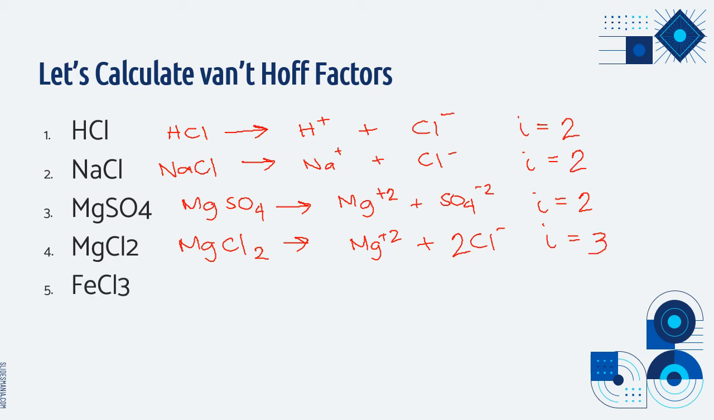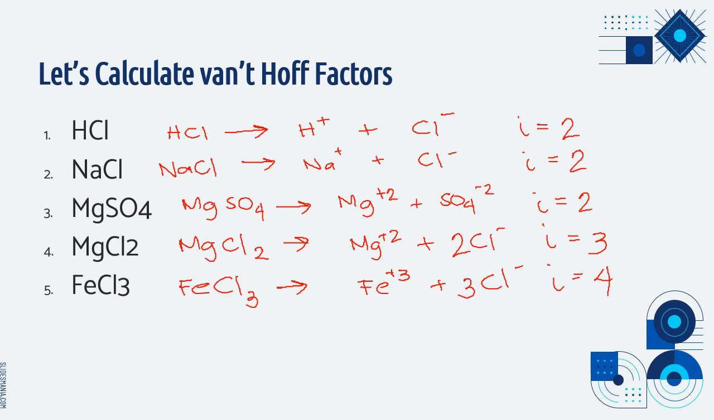And finally, our last example is FeCl3. We'll have our iron plus our chloride. And if we balance this equation, we will have the coefficient of iron as 1 and chlorine as 3. Therefore, our Van't Hoff factor is 3 plus 1, which is 4. Did you get that?